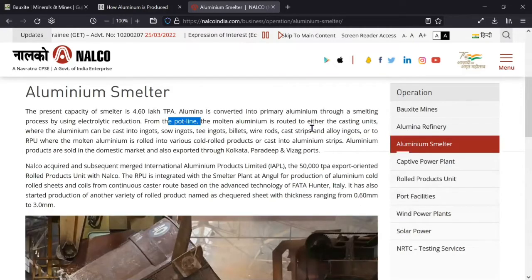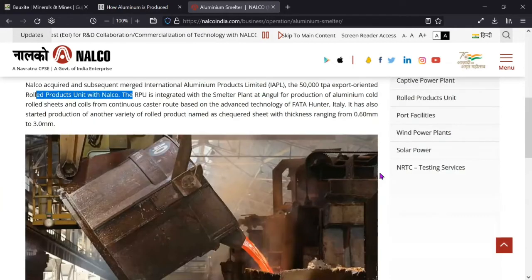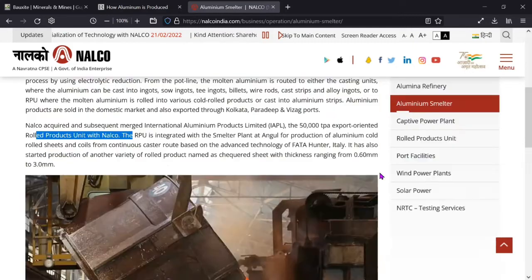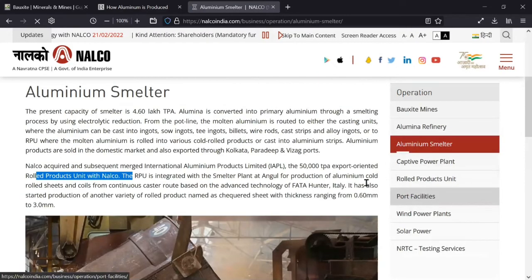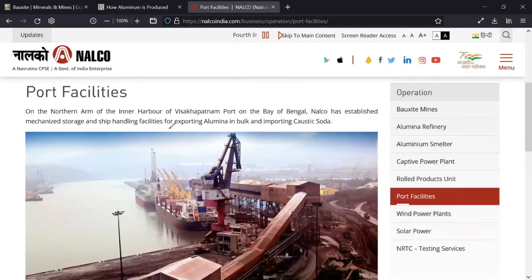So if you see 50,000 tons per annum export oriented rolled product with NALCO, so lot of export is also taking place. Any doubt till here? No doubt. Okay, and just to add, these are the port facilities which are available. Now if you see, another interesting thing that you see, you can export alumina and you can import caustic soda from Vizag, Vishakhapatnam. Have you got the gist of the process?